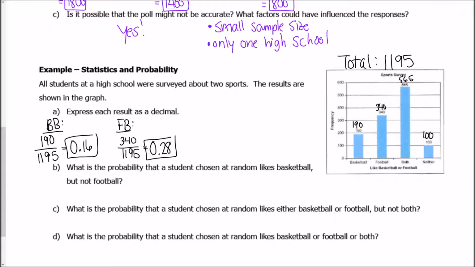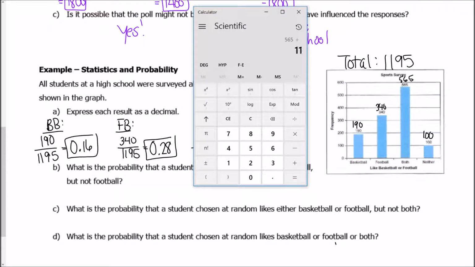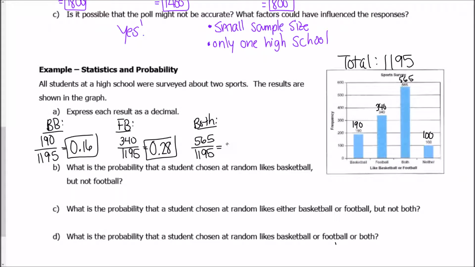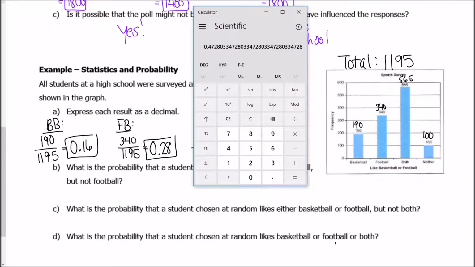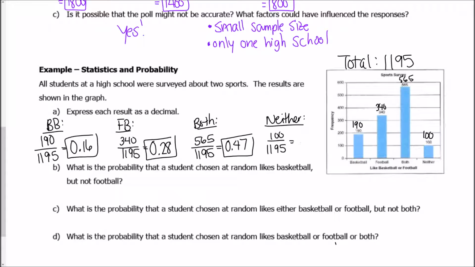Okay. Next is both. So to find what percent or what amount of students liked both, I would take 565 and divide that by 1,195. So when I divide those two, I end up getting 0.47. So that means 47% of the people surveyed said that they like both. And then for neither, we know it's going to be 100 out of 1,195. And when I divide 100 by 1,195, I end up getting 0.08. So 8% have chosen neither.